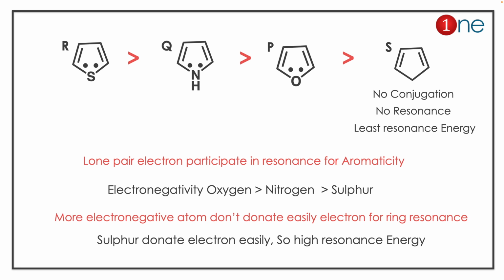The least one will be the less conjugated one. Here the concept you have to learn is that electronegativity is a deciding factor for resonance energy, and it is inversely proportional.